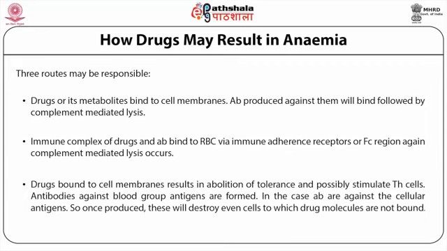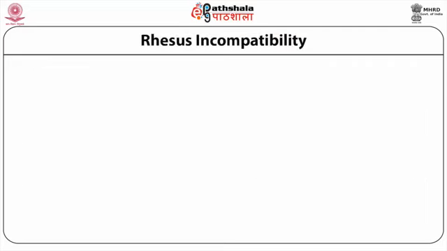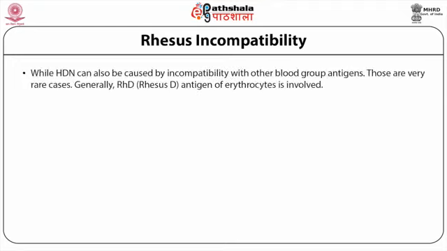Finally, as the last example of type 2 hypersensitivity, let us mention again hemolytic disease of the newborn. We have discussed this disease, erythroblastosis fetalis, while discussing the Coombs test as a part of the toolbox of immunology. Let us elaborate upon this from the perspective of type 2 hypersensitivity. While HDN can also be caused by incompatibility with other blood group antigens, those are very rare cases. Generally, RhD, that is rhesus D antigen of erythrocytes, is involved.